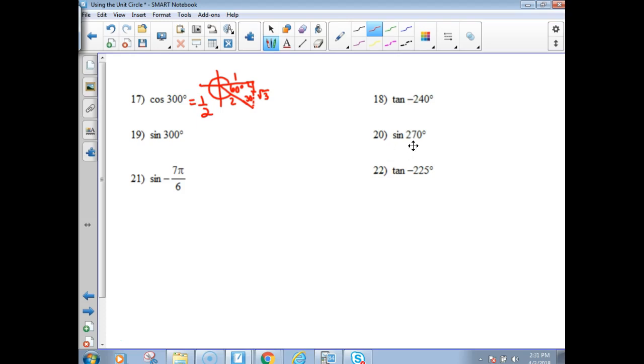Quadrantals, you might be going, well, what do I do when I get to a quadrantal like number 20? That's when you're straight down at this spot, 270. That's the point (0, -1). So what's the sine? -1. Okay, I'm going to let you practice.